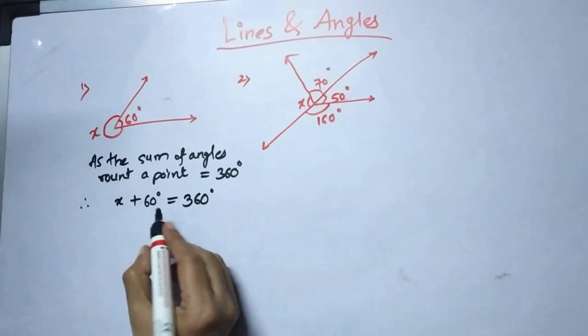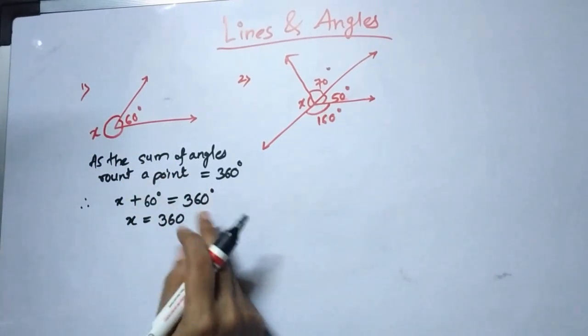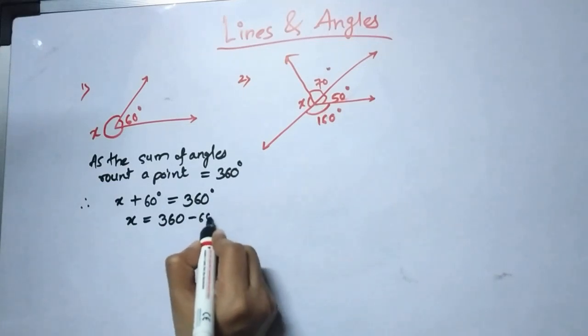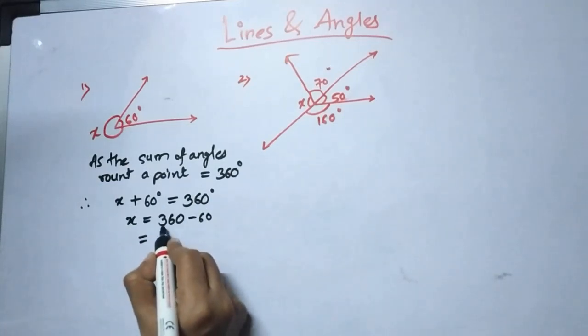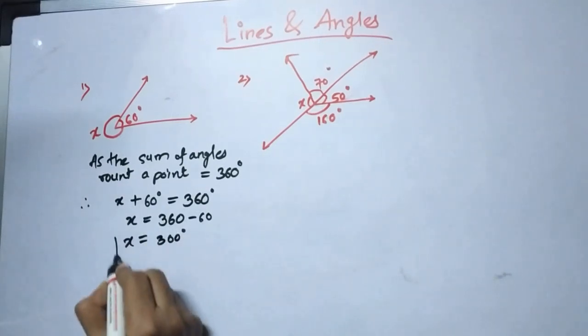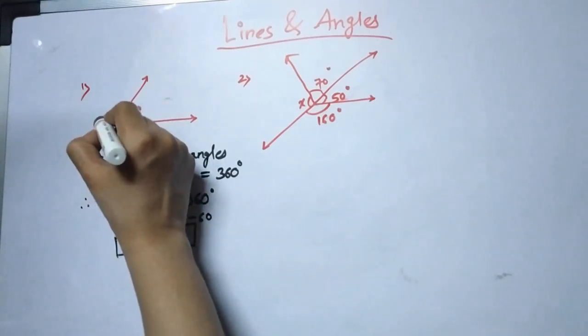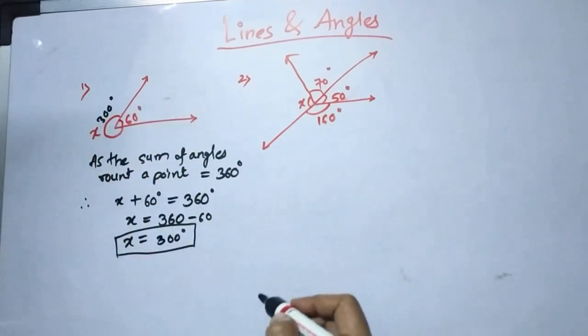This is 60 degrees. So we'll solve this equation. x is equal to 360. We'll send this plus 60 to that side, and it becomes 360 minus 60. So we'll get 300 degrees. So this x angle here is what? This angle is 300 degrees.